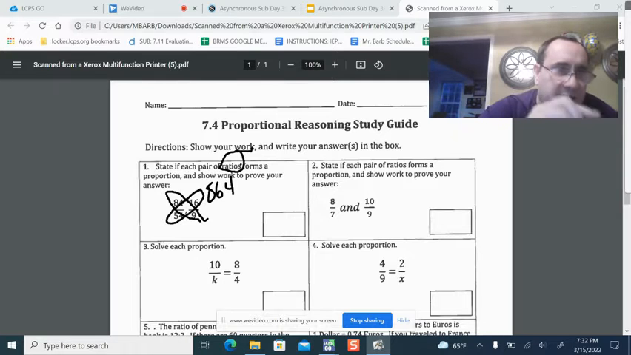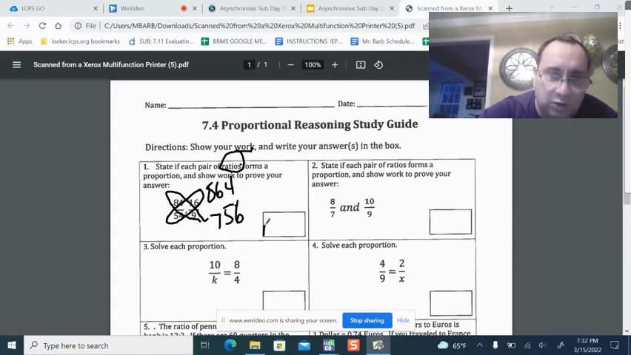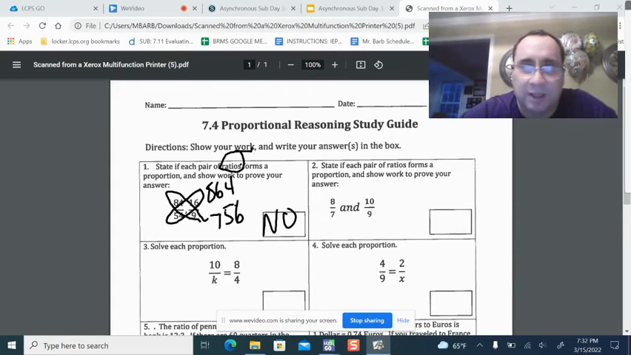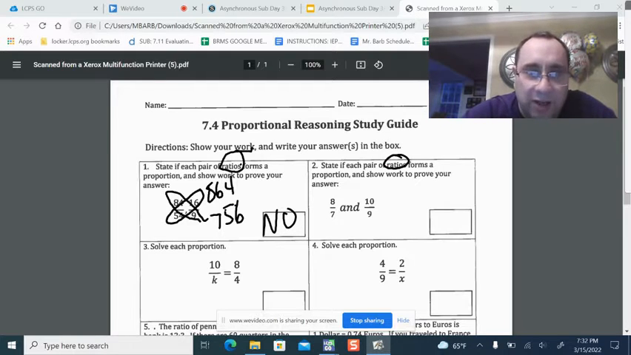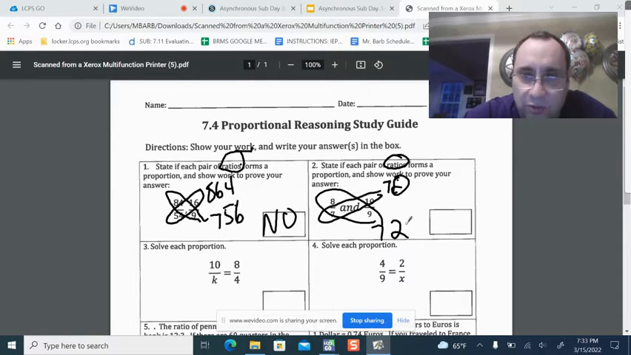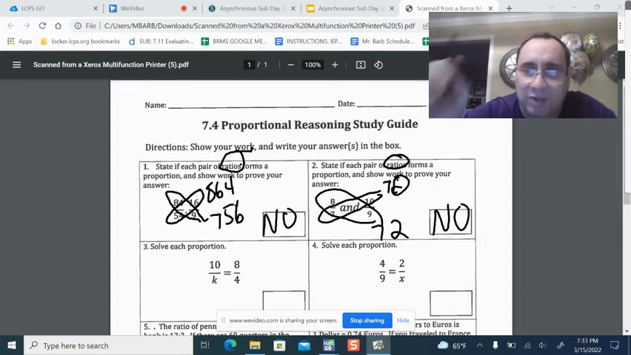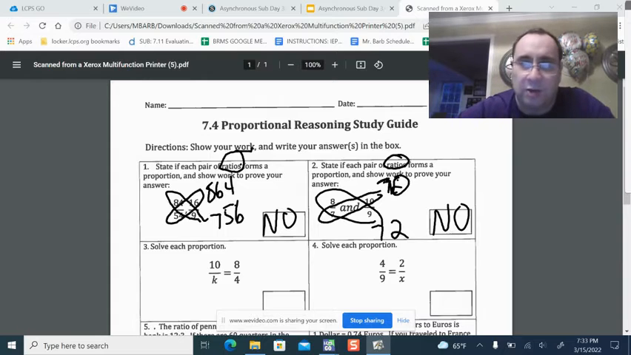84 times 9 is 756. That is not the same number, okay? So just put no, okay? You're going to do the same thing for the next one. Pair of ratios for forms of proportion. If number 1 had a comma in it, it's the same as and, okay? You're doing the exact same thing. 7 times 10, 70. 9 times 8 is 72. Again, not a proportion. They have to be the same number, okay? I'll try to make my 7 a little better. Go ahead and pause. Take those notes. It's not a lot, is it?